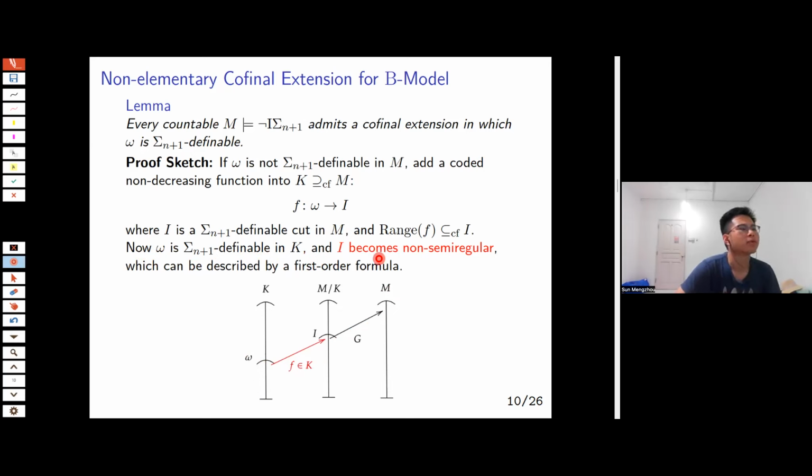And also, as a side product, this I will become non-semiregular. Non-semiregular just means that there is a coded function f from a smaller initial segment to this cut, and the range is cofinal. Also, this definition of the cut being non-semiregular can be expressed by a first order formula. We can see that there's a function f from a smaller cut to the cut I, such that the range is cofinal. So we can describe this.